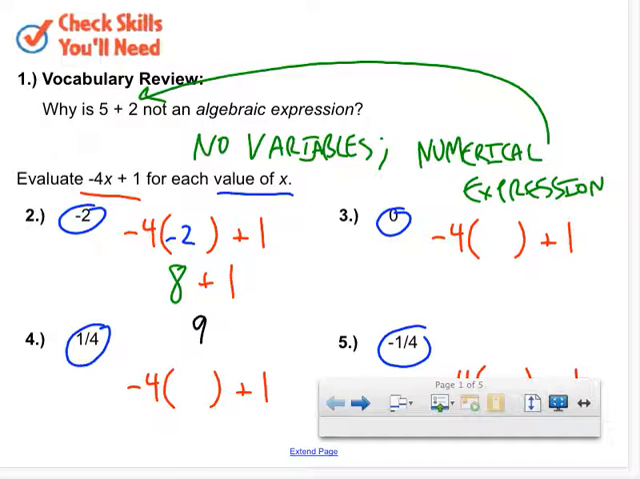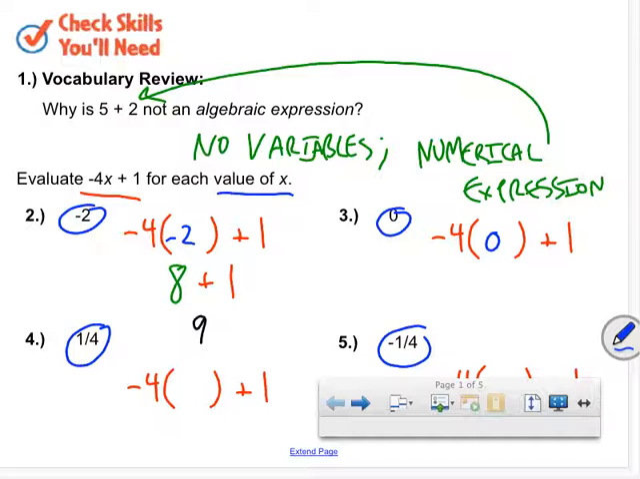Who's got this next problem, number 3? Who can walk me through this next problem? Somebody I haven't heard from would be nice. Cruz, what do we got here? What's my value for x? 0. So we're going to place that into my algebraic expression.